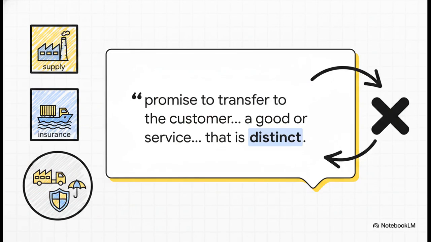Now, what's really interesting here is the exact wording from the standard. It says, an entity must identify as a performance obligation each promise to transfer a good or service that is distinct. That one single word, distinct, is basically the linchpin for this entire accounting treatment. If supply, transport, and insurance are distinct, they're separate. If they aren't, they are bundled together into one package.